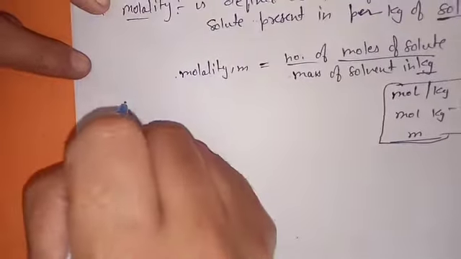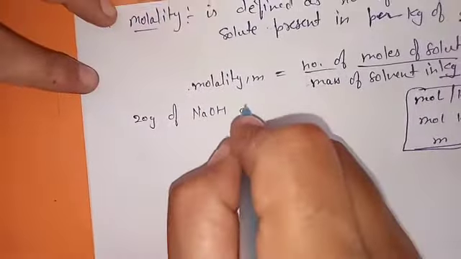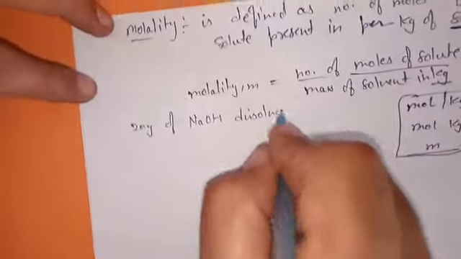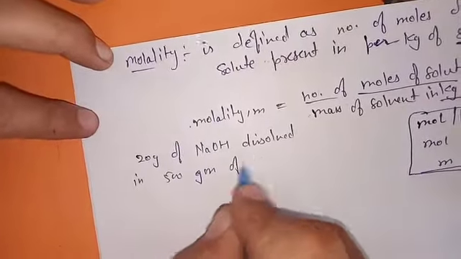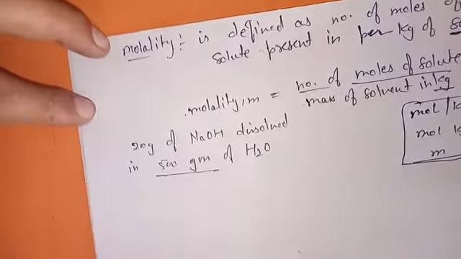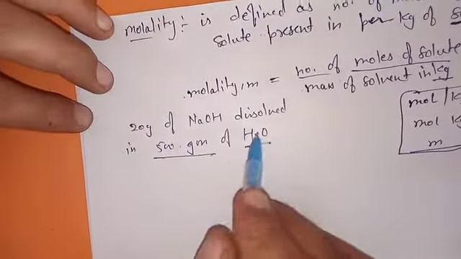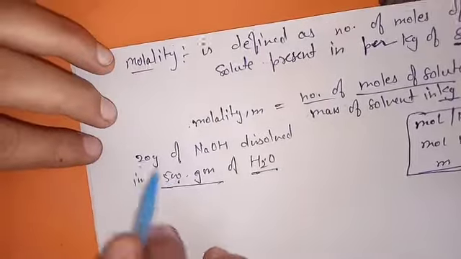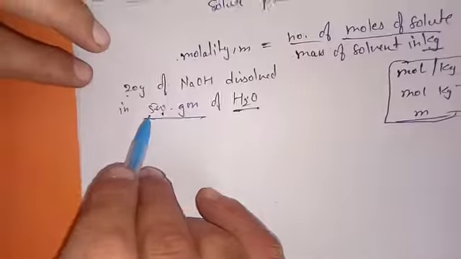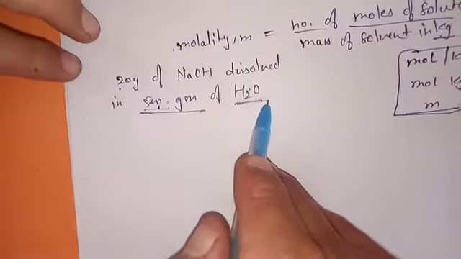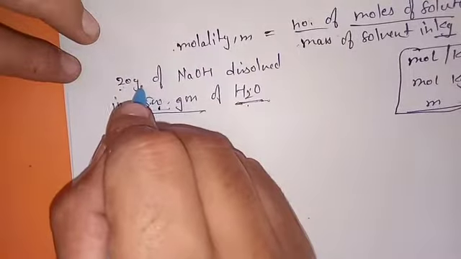Suppose 20 gram of NaOH is dissolved in 500 gram of H2O. This time he has given the mass of H2O. Solution mass will be 520. In the earlier case, he had given the volume of what? Solution, not of H2O.